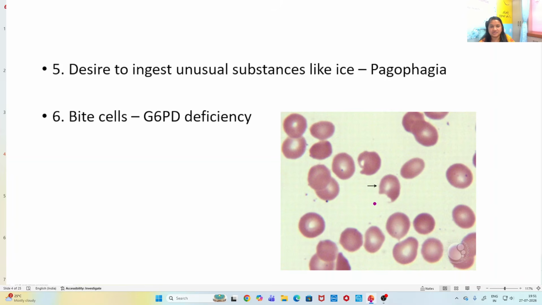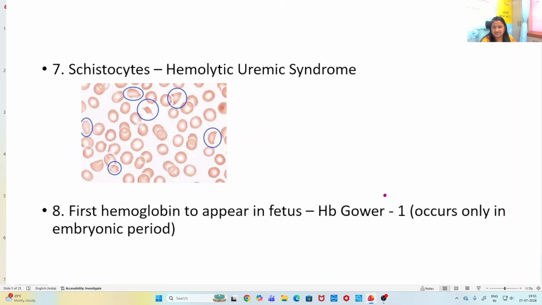Desire to ingest unusual substances like ice. This is a specific type of pica and is called pagophagia. Bite cells are seen in G6PD deficiency. Here you can see hemisphere-like loss of RBCs. This is seen in G6PD deficiency and these are called bite cells.